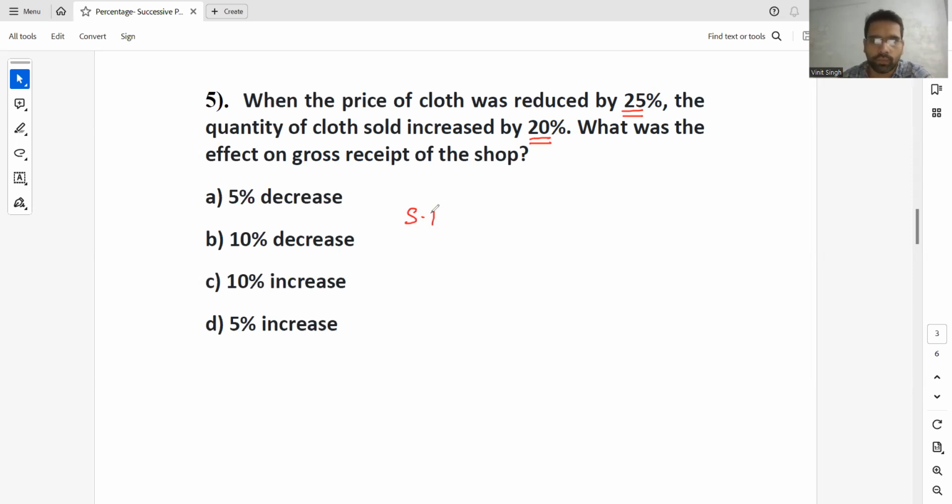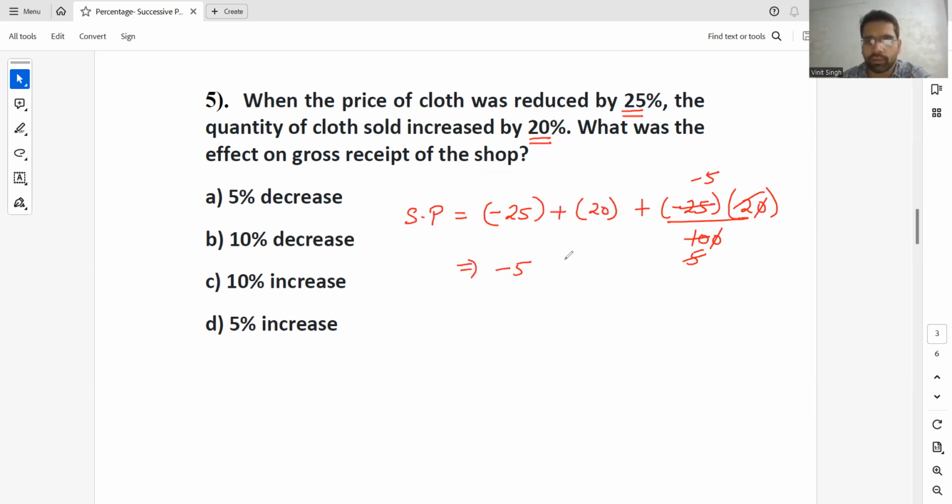So, SP is equal to minus 25 plus 20 plus minus 25 times 20 upon 100. Cancel, here is 5, minus 5. Minus 25 plus 20 is equal to minus 5, minus 5, minus 10%. So the value will decrease by 10%. So the effect on the gross receipt of the shop will be a 10% decrease.